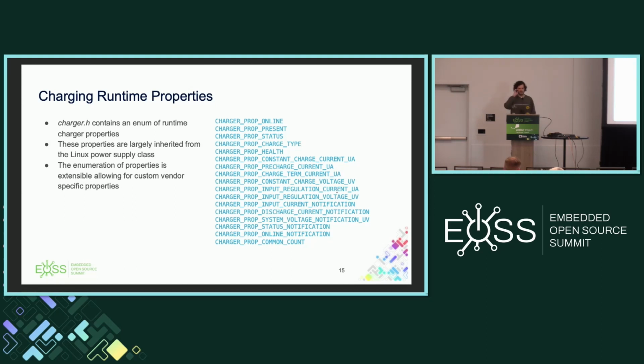There are other APIs in Zephyr that use this kind of architecture. But for out of tree, it's as easy as just giving it a value after this common count. So it's an enum with numbers, and any properties that exist after the common count are free to use up until 2 to the 16, so 65535. Does that answer the question? Yeah, that's great.